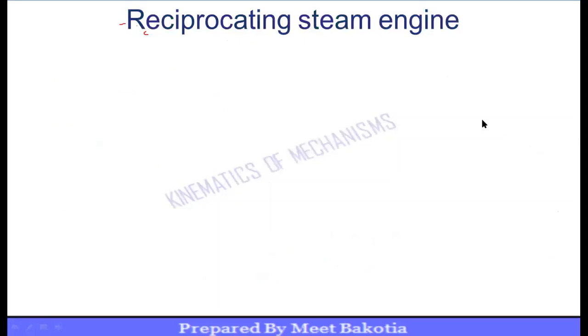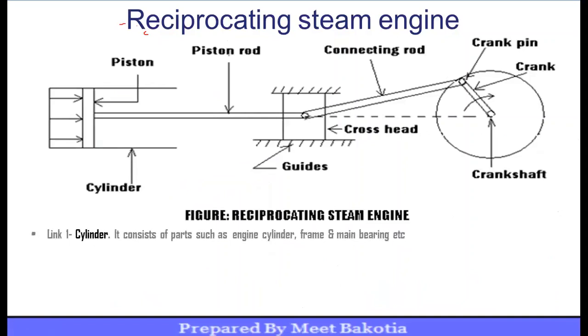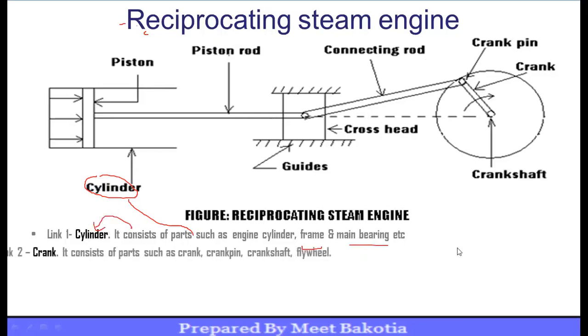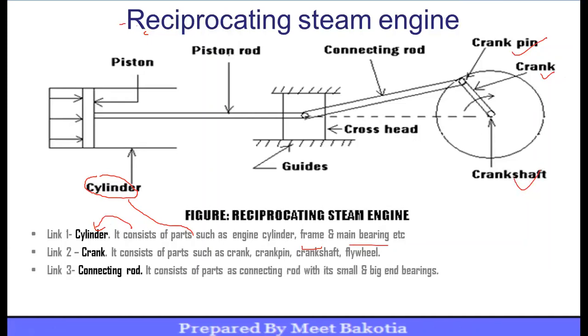Moving ahead, guys, if I talk about the reciprocating steam engine, then you can see here, this is my link number 1, which is the cylinder. Cylinder consists of parts such as the engine cylinder, the frame, and the main bearing. Together this becomes one link, which I'll call the cylinder. The same way, the crank consists of parts such as crank, crank pin, crankshaft, and the flywheel. The connecting rod basically consists of the connecting rod and its small and big end bearings. The piston consists of the piston, piston rod, and the cross head.